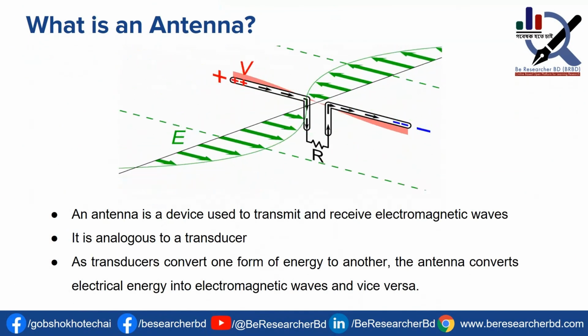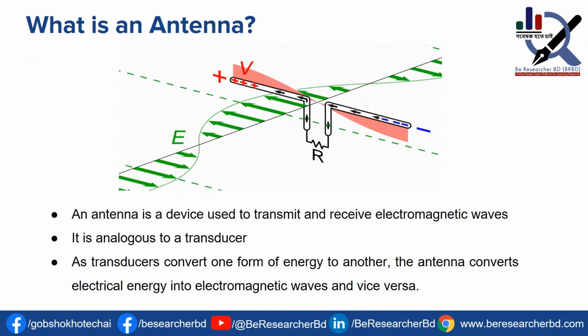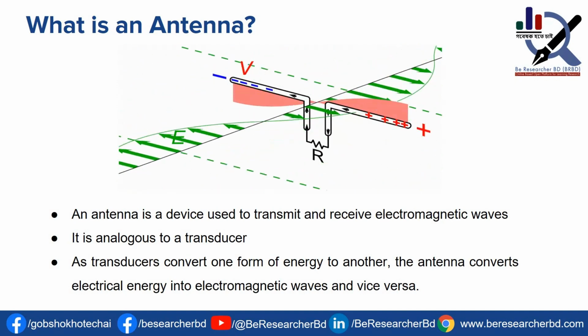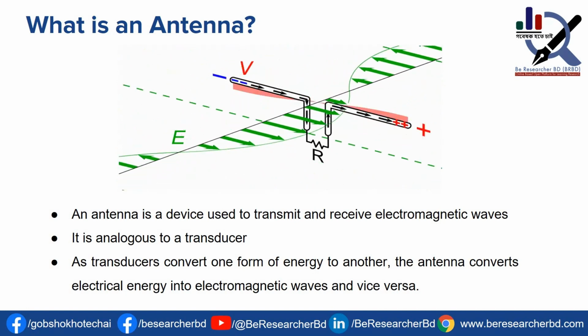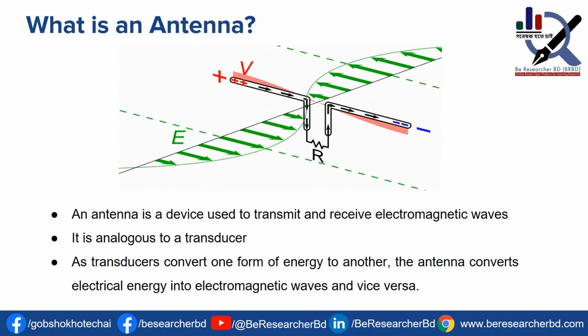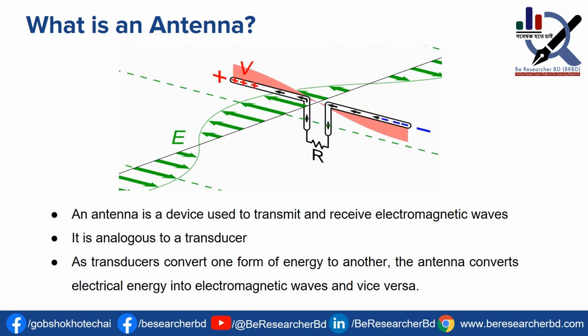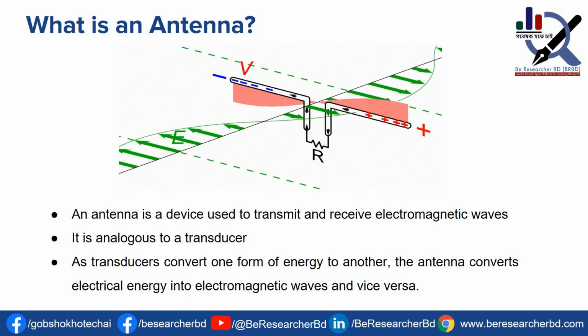So what is an antenna? The first question that rises in our mind when we talk about antenna technology. Well, an antenna is a device used to transmit and receive electromagnetic waves. It is analogous to a transducer, as transducers convert one form of energy to another. An antenna converts electrical energy into electromagnetic waves and vice versa.